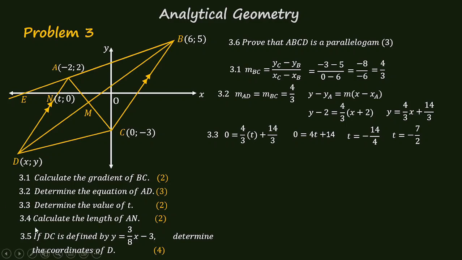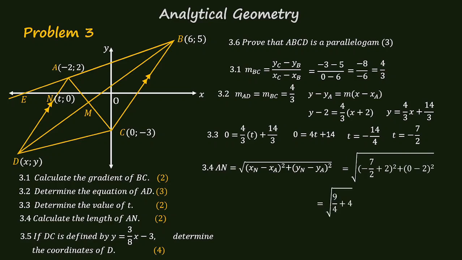3.4, calculate the length of AN. We already have the value of t, so we have the 2 points. We have the point A with all its coordinates. We have the point N with all its coordinates because t is now minus 7 over 2, and we are required to calculate the length. We can use the distance formula and substitute accordingly to arrive at 5 over 2 units. Therefore, the length of AN will be given by 5 over 2 units, or 2.5 units.